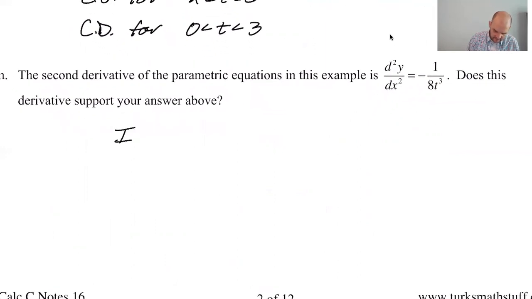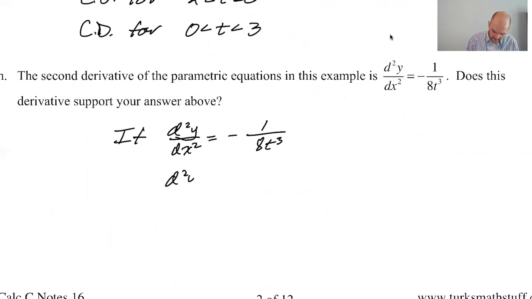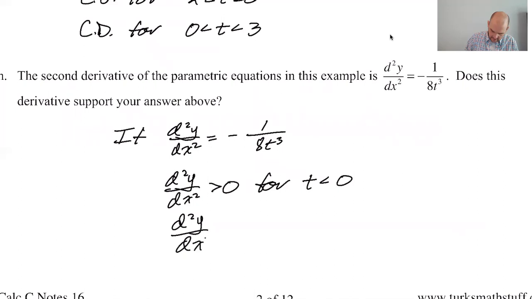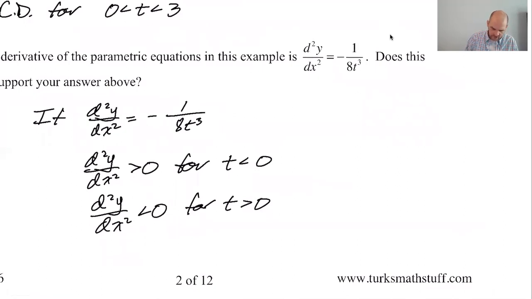But this is the second derivative. So yeah, definitely, if the second derivative is -1/8t cubed, then the second derivative is greater than 0 for t less than 0, and the second derivative is less than 0 for t greater than 0. So this is a little weird, but it confirms concavity. It confirms our thoughts.